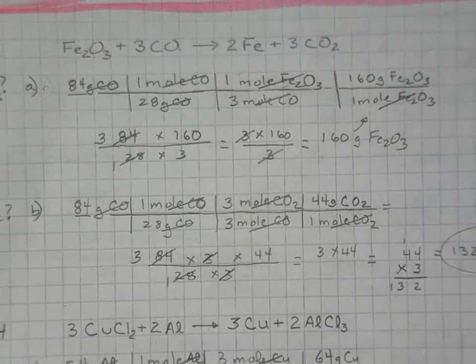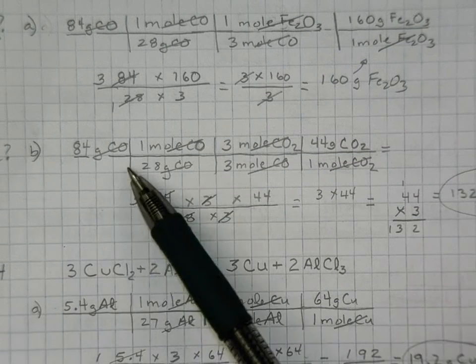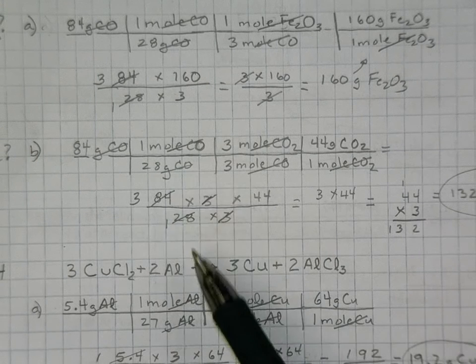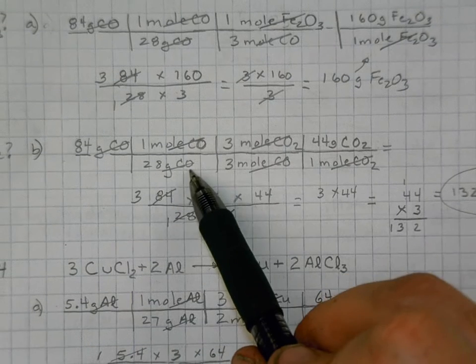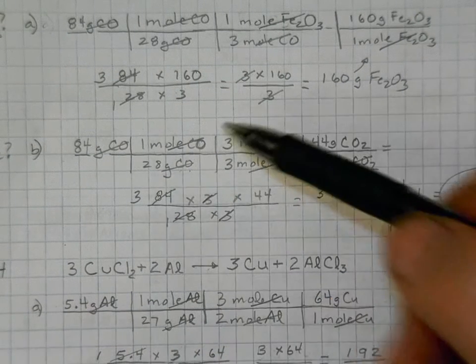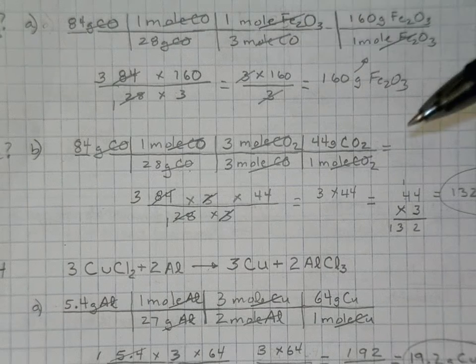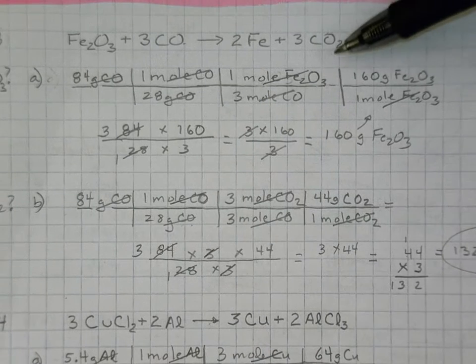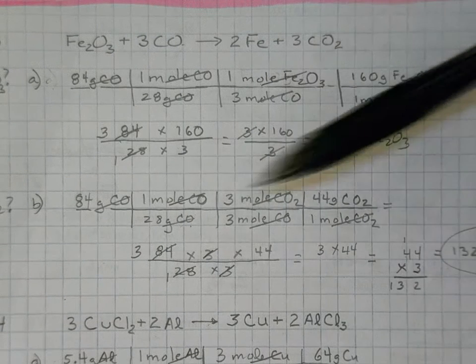We end up with just 160 after we get everything cross-canceled. For part B, we're given 84 grams of carbon monoxide. There's the molar mass conversion. And again, we got that because we took 16 plus 12 to get our mass for carbon monoxide. Our ratio, coming back up here to our balanced equation, we had 3 moles of CO2 to 3 moles of carbon monoxide. Those end up canceling out.